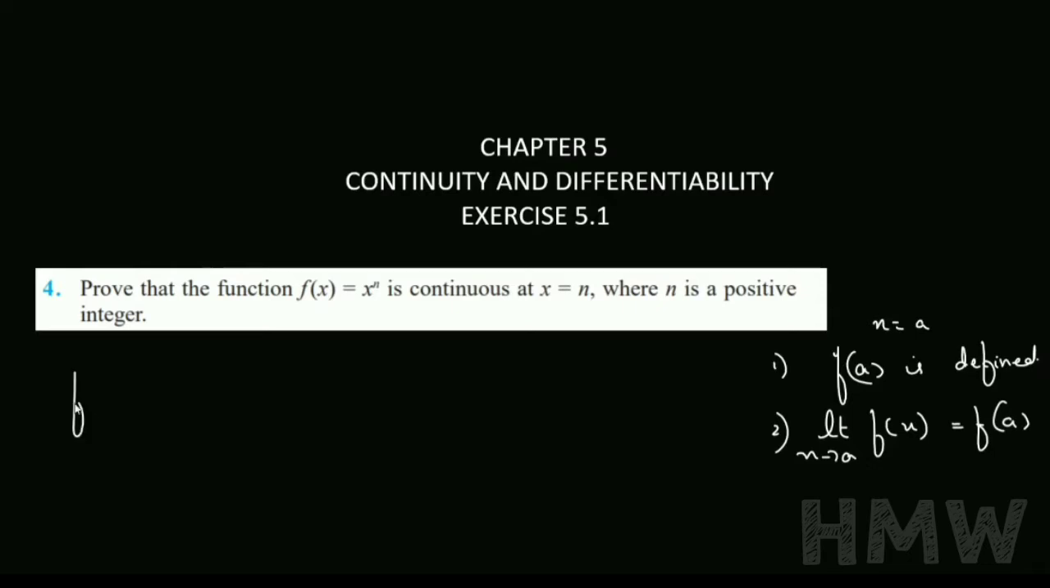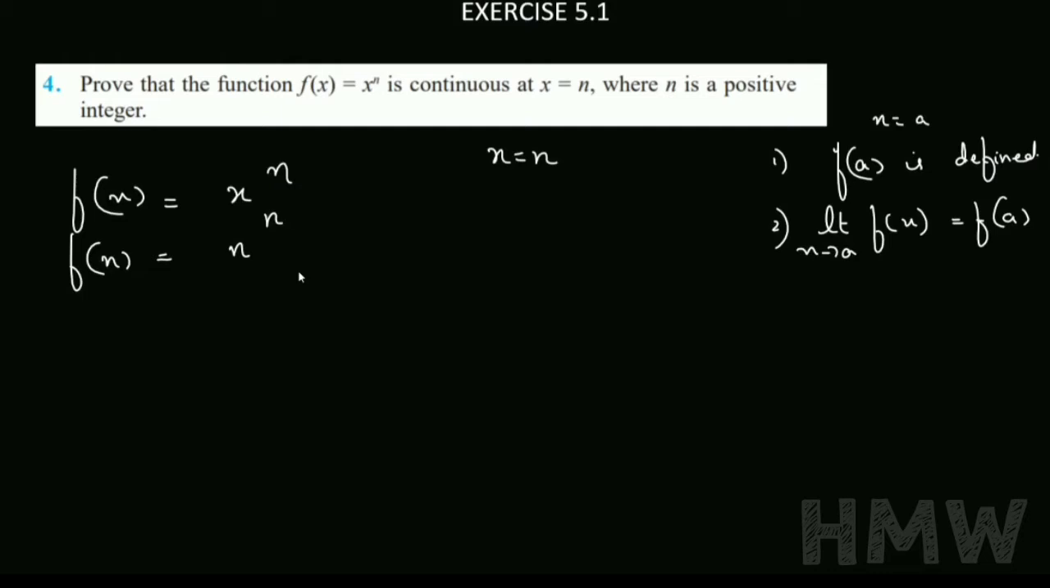So first, the function is f of x is equal to x power n. At x is equal to n, we have to find whether the functional value is defined. So substitute x is equal to n, and you will get n power n. It is defined because n is a positive integer. So f of n is this, equation 1.